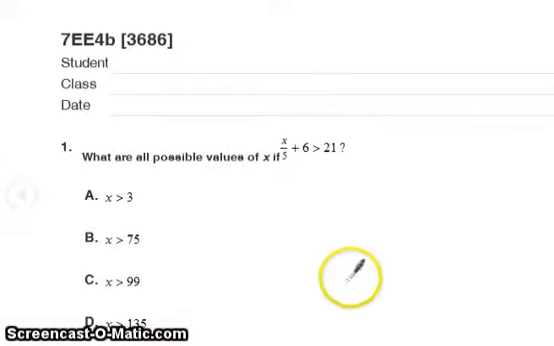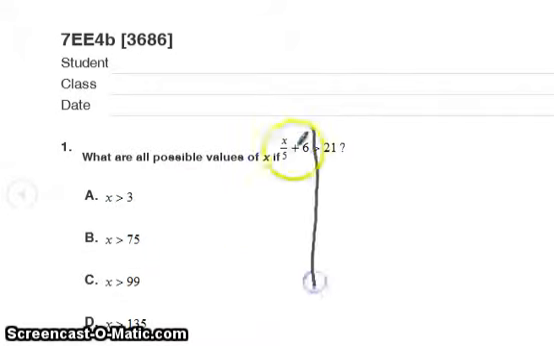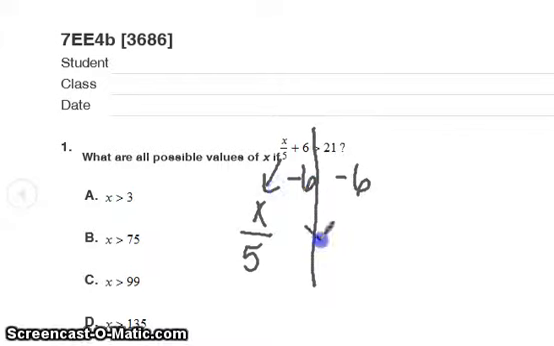So we're looking at practice probe 7EE 4B. Question 1 says, what are all possible values of x if x divided by 5 plus 6 is greater than 21? So I'm going to subtract 6 from both sides. And I have remaining x divided by 5, make sure you bring that down, is greater than 21 minus 6 is 15.